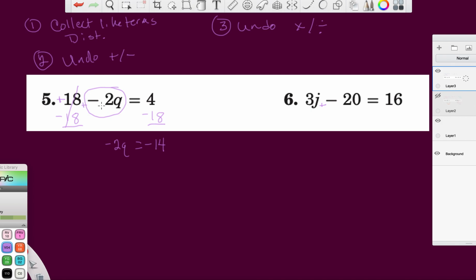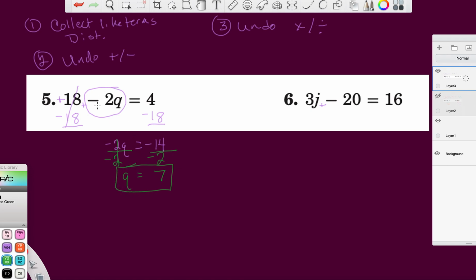Now this addition and subtraction has been taken care of. My constant has been taken care of. I just have my variable value over here. Now I can do the rest. How do I undo multiplication by negative 2? I divide both sides by negative 2. Show that division bar. Negative 2 divided by negative 2 is 1, so I have a q left over. Negative 14 divided by negative 2, two negatives make a positive. Therefore, q is equal to 7.